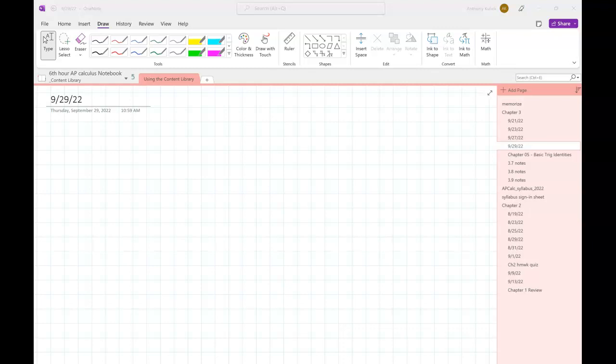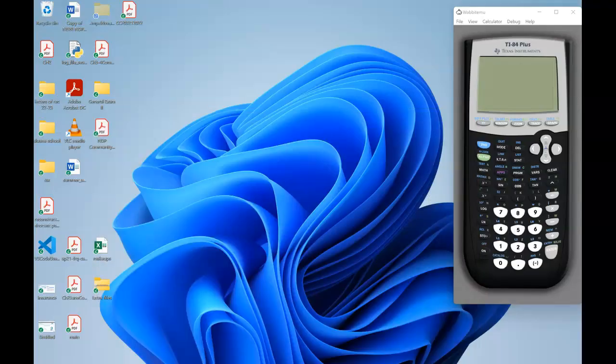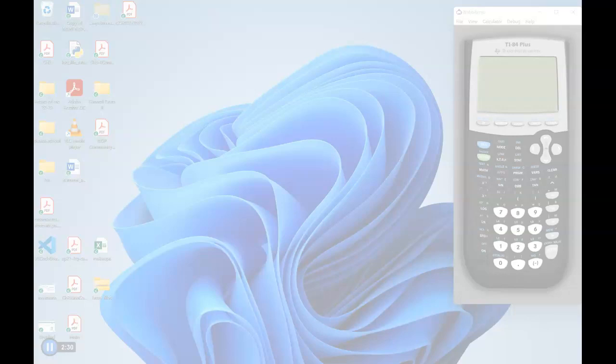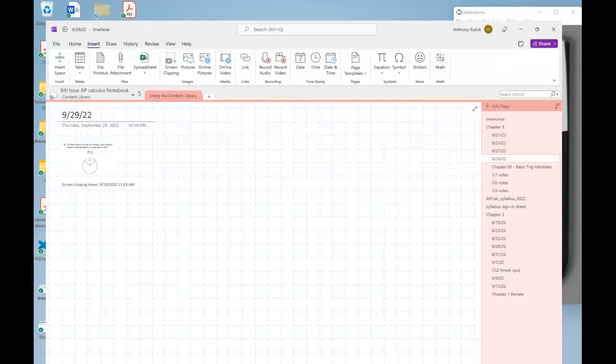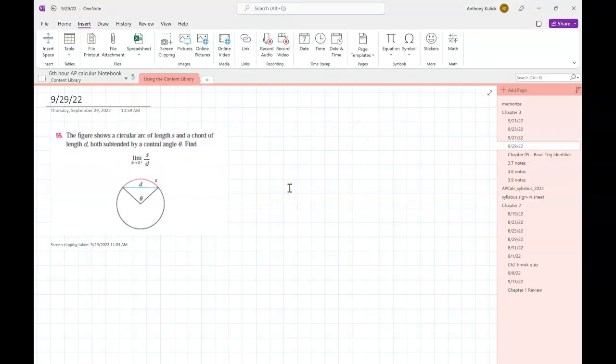I looked at that and I'm like, it's too late to start this one. All right, this one with the picture. The figure shows a circular arc of length S and a chord of length D, both subtended by the central angle theta. Find the limit as theta approaches 0 of S over D.